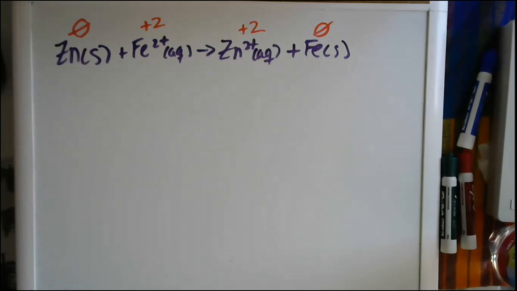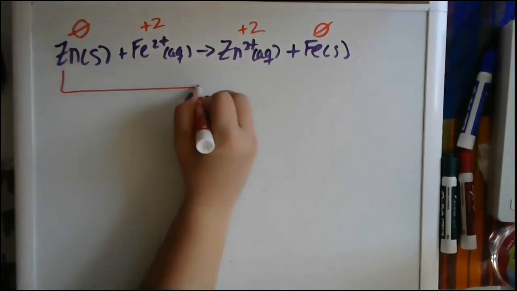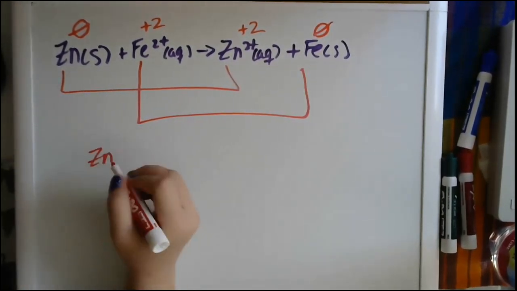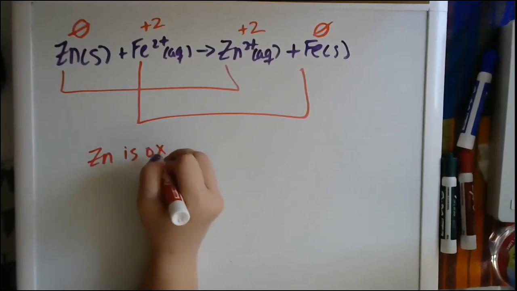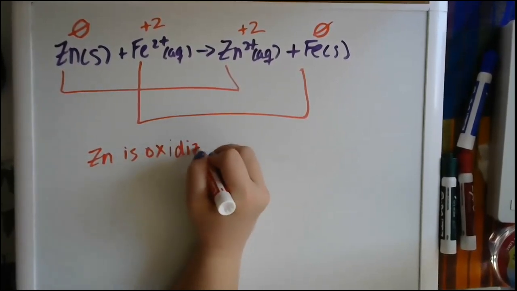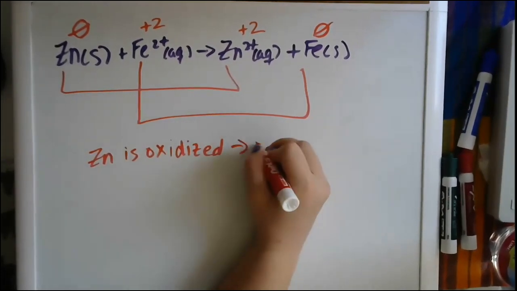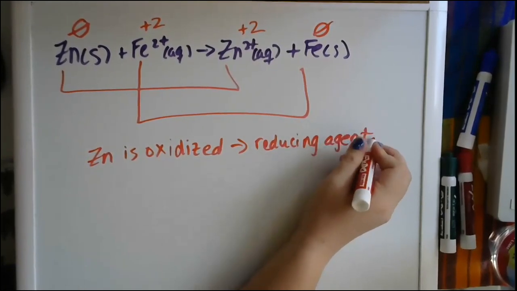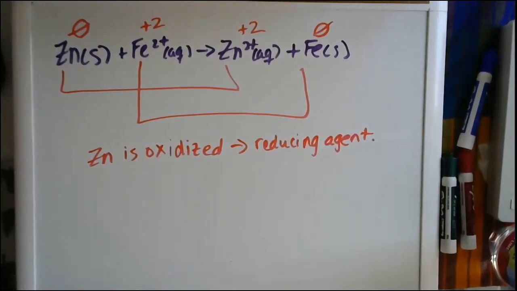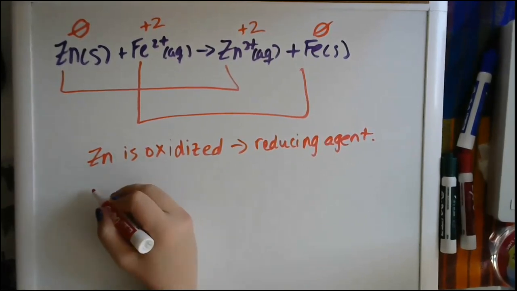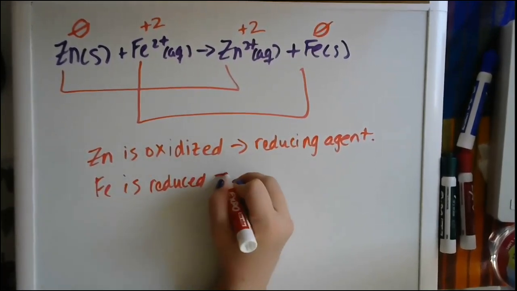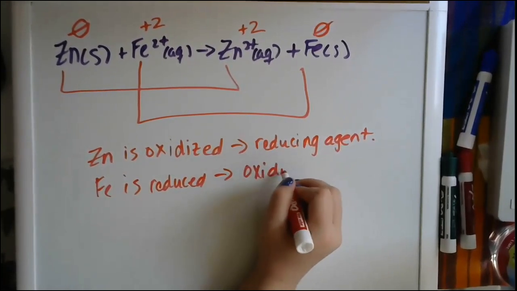Once I have my oxidation states labeled, then I can look here and I can say that my zinc is oxidized because the oxidation number is increasing. If zinc is oxidized, that means that it's a reducing agent. Okay, my iron goes from +2 to 0. So that is being reduced. If iron is reduced, then it is the oxidizing agent.